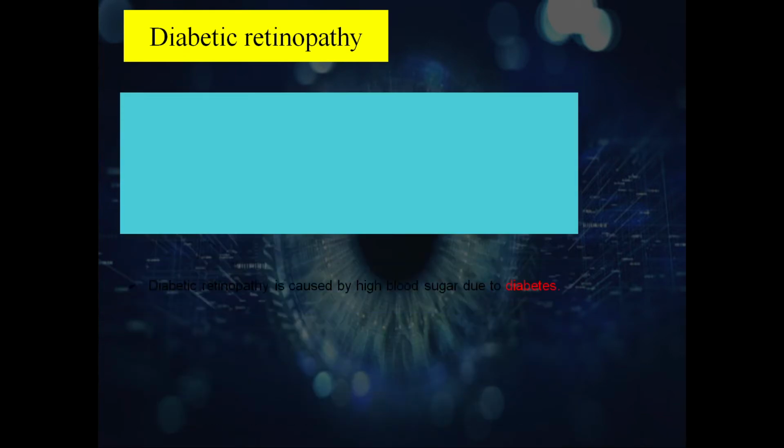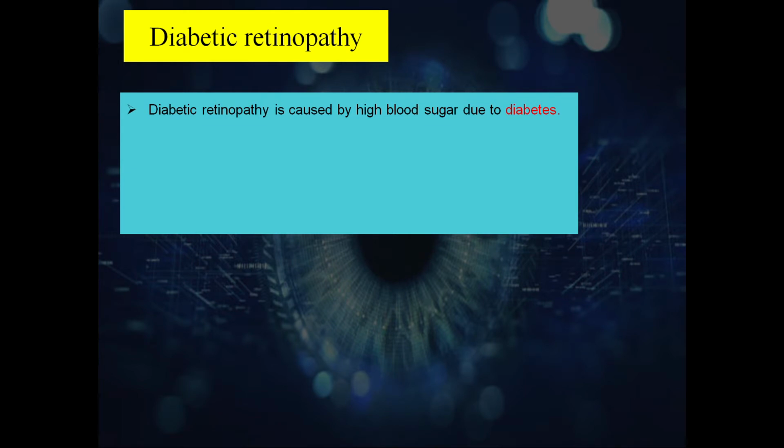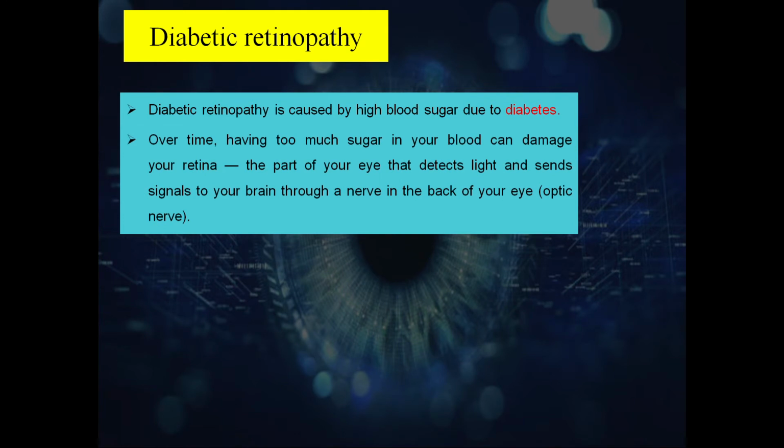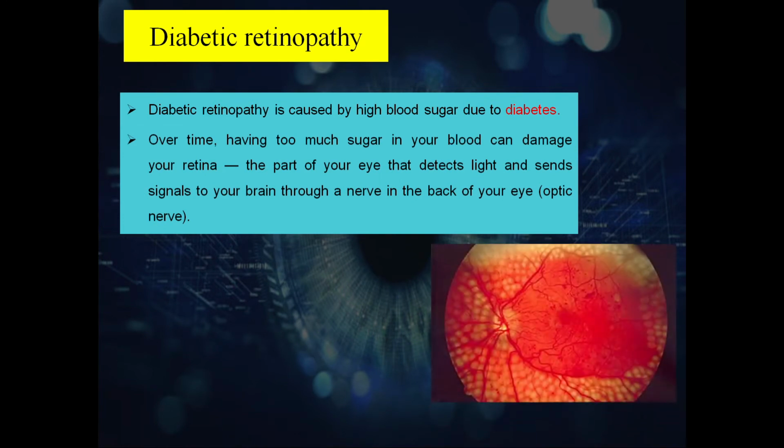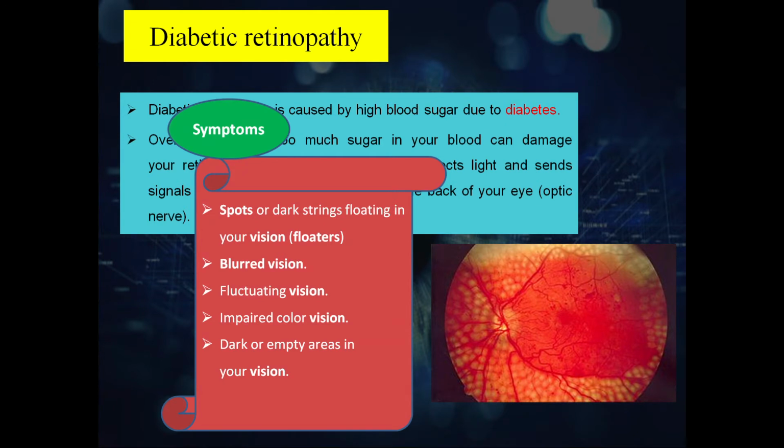Diabetic retinopathy. From the name, you can get this. Diabetic retinopathy affects diabetic patients, or high blood sugar patients. This is how it looks in diabetic retinopathy. Symptoms: spots and dark strings floating in your vision, blurred vision, fluctuating vision, impaired color vision, dark or empty areas in your vision.